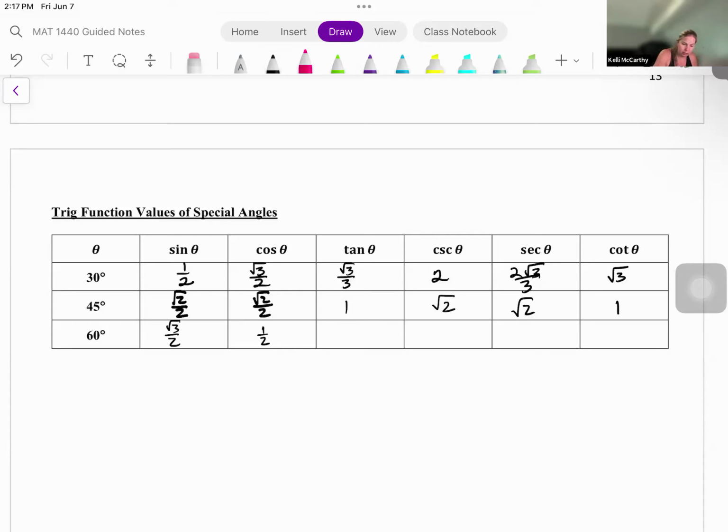Again, I just wanted to point out those cofunctions. Remember, 30 and 60 are complementary angles. So sine of 30 is equal to cosine of 60. Likewise, cosine of 30 degrees is the same as sine of 60 degrees. So just another illustration of those cofunctions.